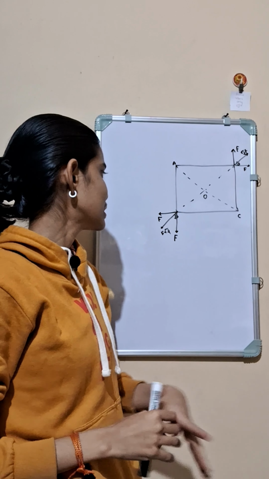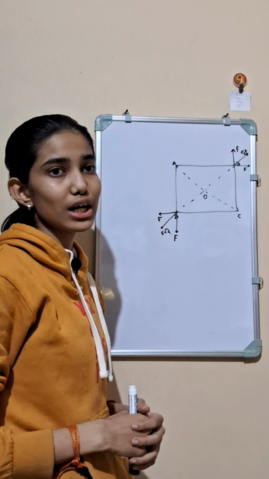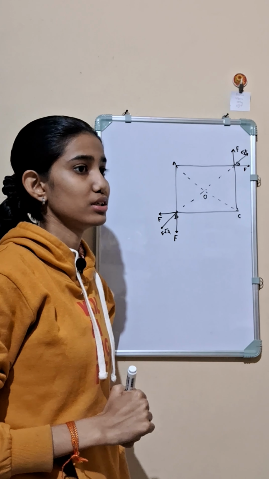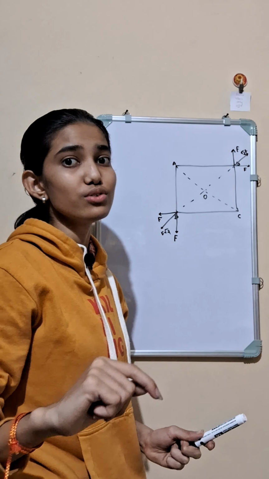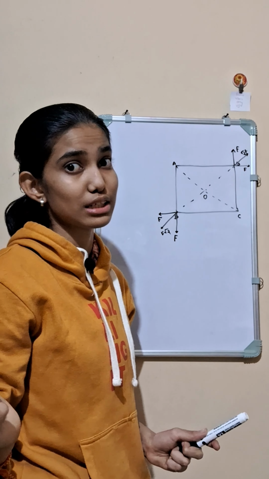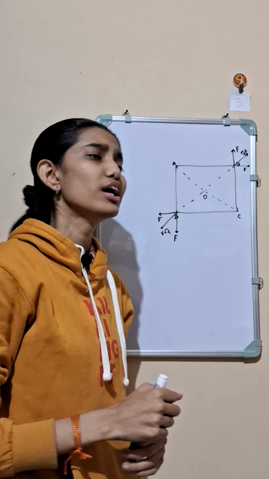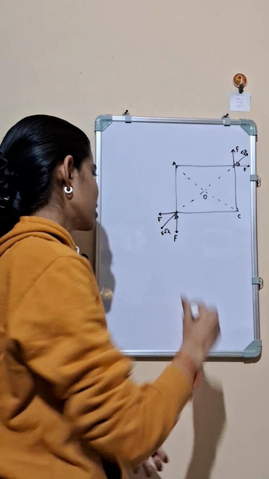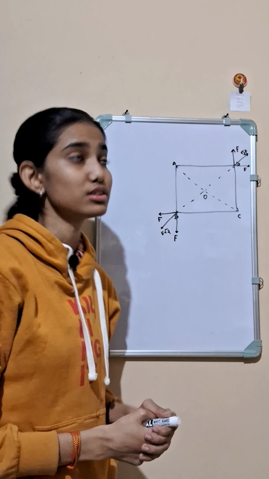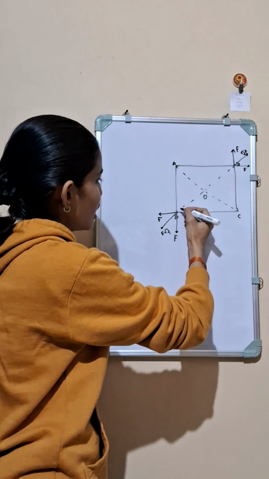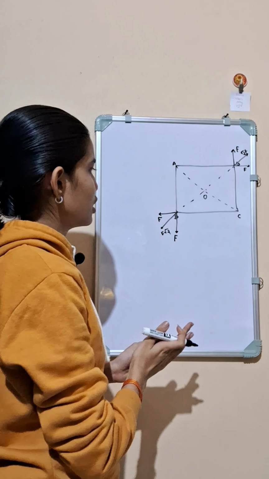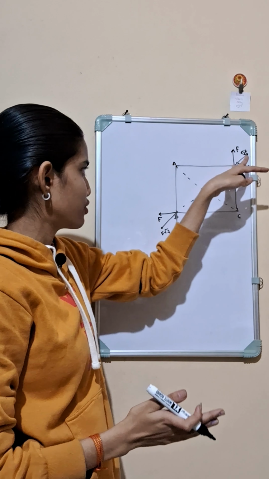So the root of this thing will be equal to the square root of F square plus F square plus 2F into F cos theta, where cos 90 is equal to 0. So it will be equal to root 2 F, and obviously the resultant is root 2 F. Now here I have the force along the surface.